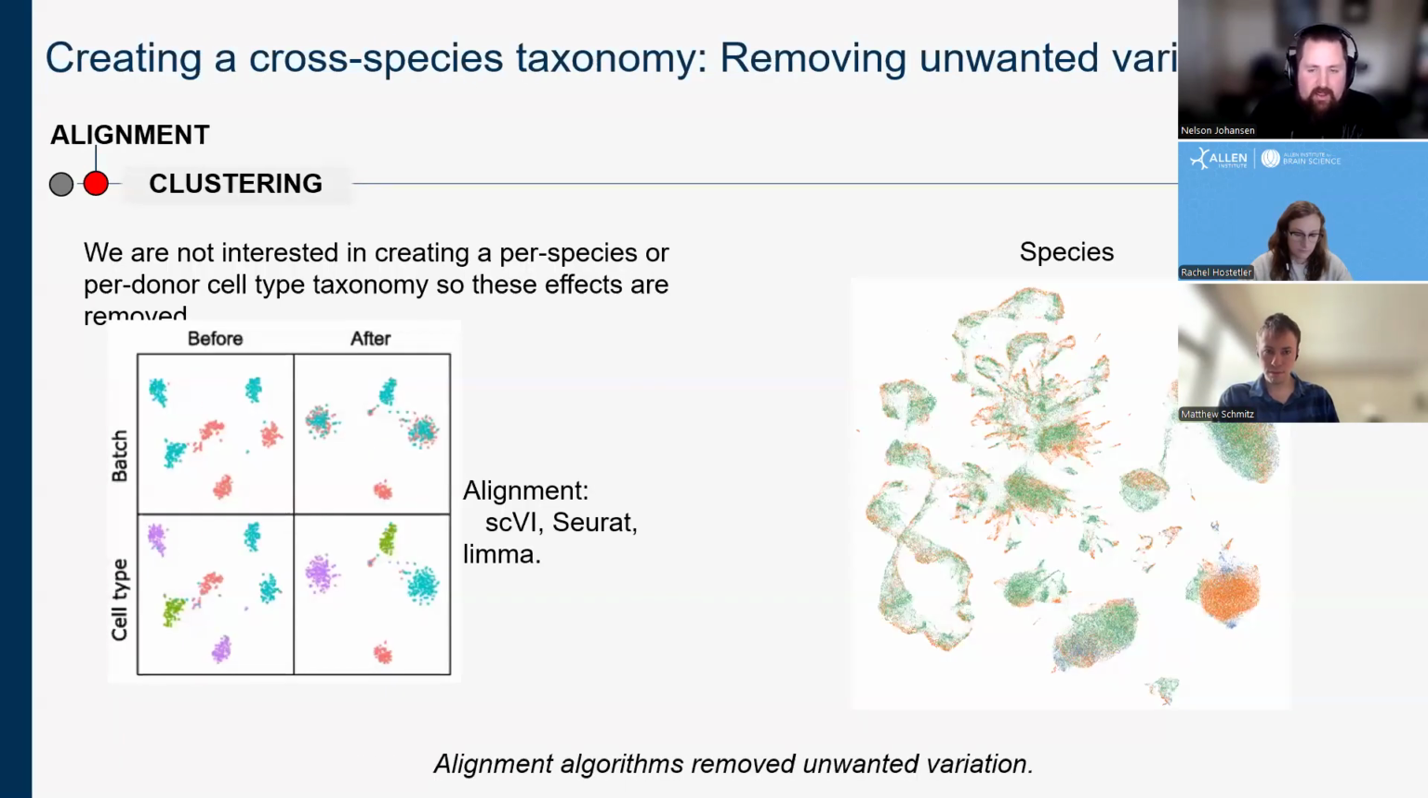And this UMAP on the right is showing the result of that alignment process. So there are cells from human, macaque, and mouse in this UMAP. It's a bit hard to see, but take my word for it that there is really good mixing across species in this space that removes that species expression effect.